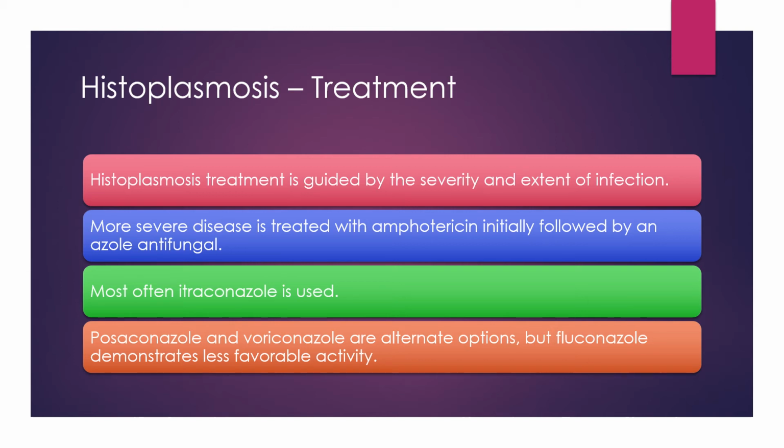So treatment, similarly to crypto, the treatment is guided by severity of disease. Severe disease is treated with amphotericin initially, and then followed by an azole antifungal. Most commonly, itraconazole is utilized. Posaconazole and voriconazole can be alternate options, but fluconazole does appear to have less favorable activity against histoplasmosis.